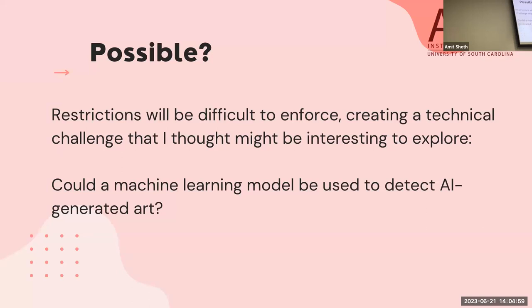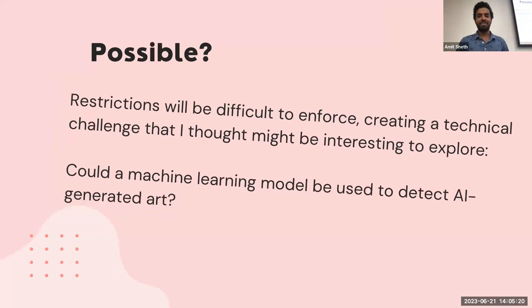Yeah, we are taking a whole person right now, so that could be achievable, but that could be a physical solution. I don't know. That's also an open research question. Yeah. What else do we have? Could a machine learning model be used to detect AI generated art? Yeah, that's the question, right?